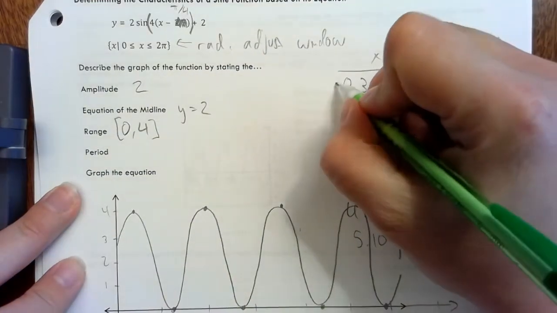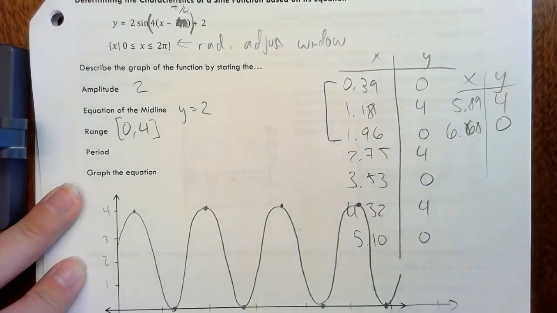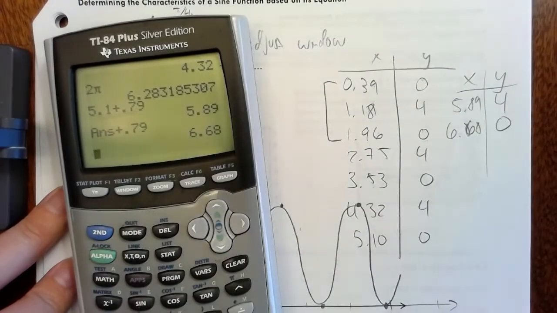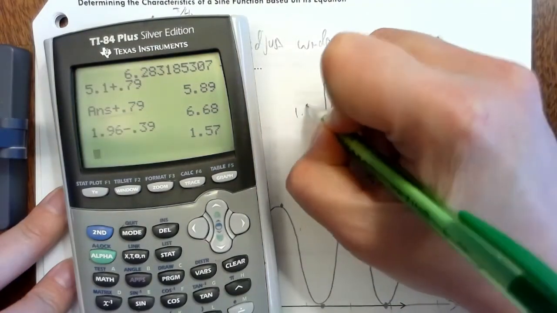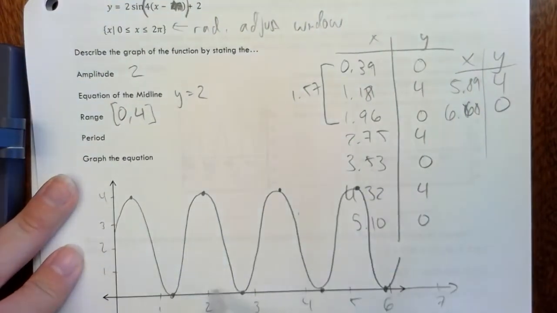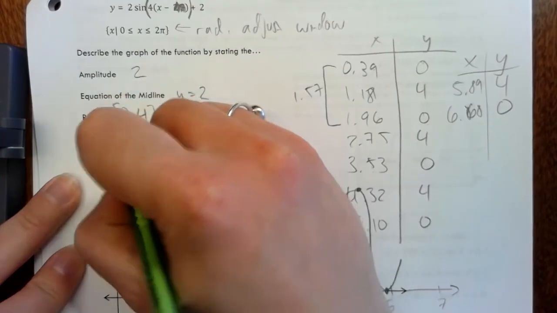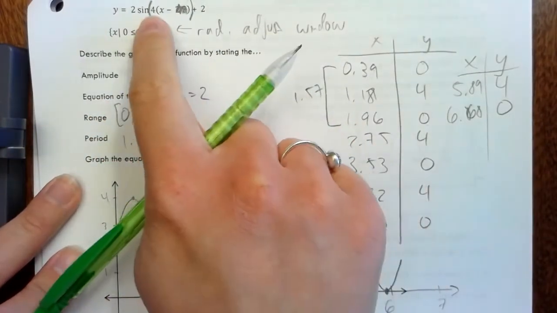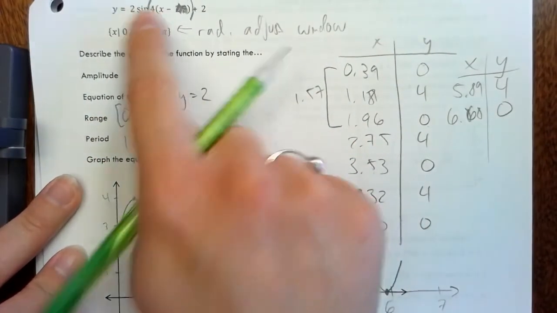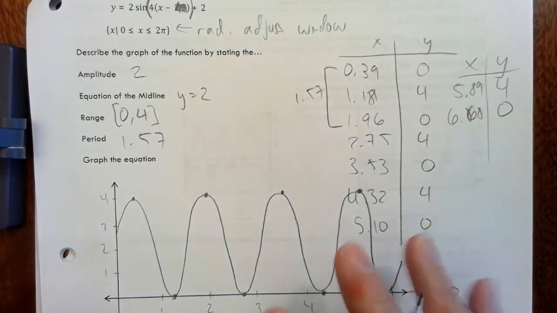So for example, from one minimum to the next minimum, 1.96, I can't remember what that is now, 1.96 minus 0.39, 1.57. As in, every 1.57, we go through one full cycle. So that's my period. You can prove that to yourself by going 2 pi divided by 4 as well. So that's how we can do this in a different method.